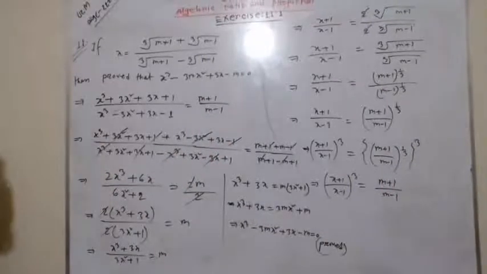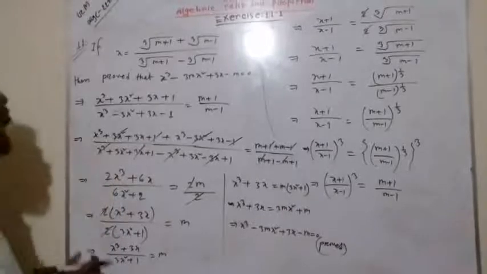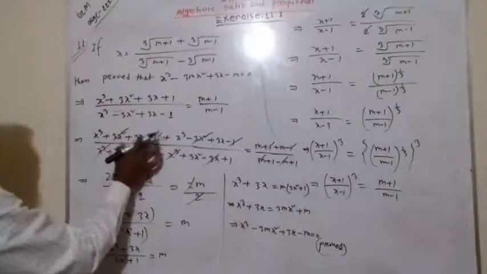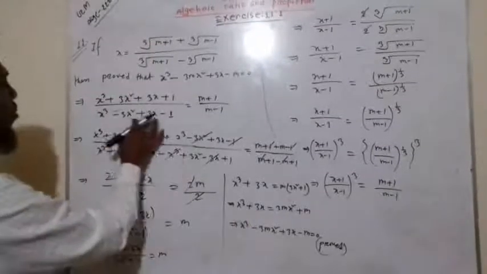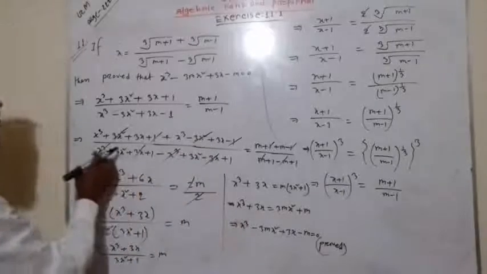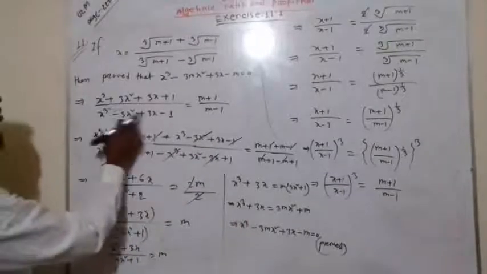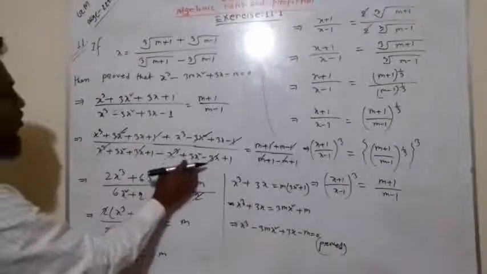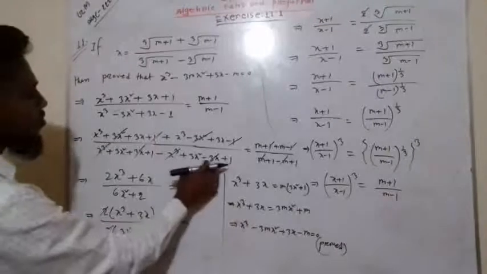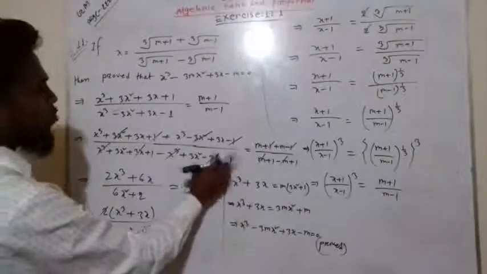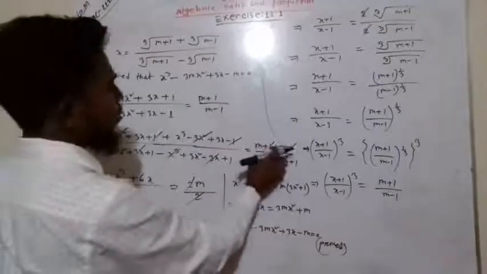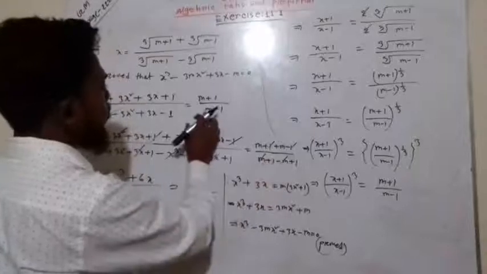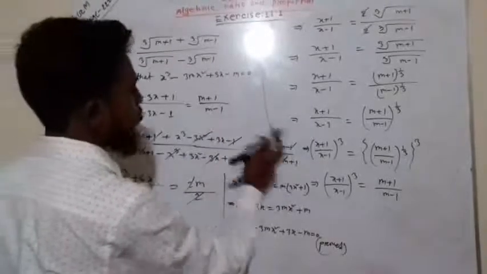Now again we apply the rules of componendo and dividendo. Here the numerator plus denominator, divided by the numerator minus denominator. This term is denominator, so minus x cube, this is minus so plus 3x square, this is minus, plus, so minus 3x, this is minus, so plus 1. This equals (m + 1 + m - 1) divided by (m + 1 - (m - 1)), that means minus m plus 1.